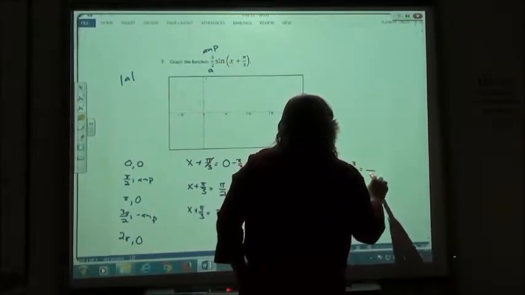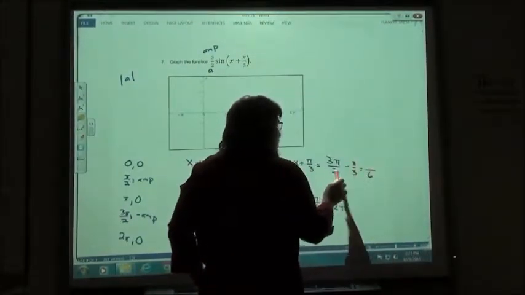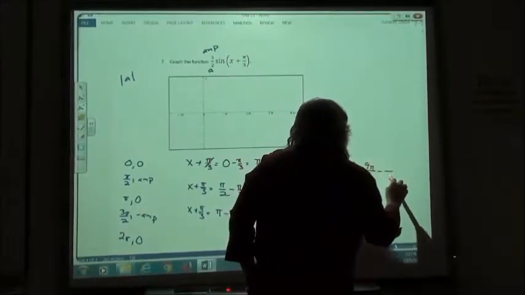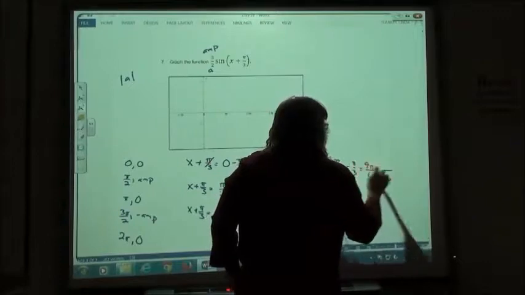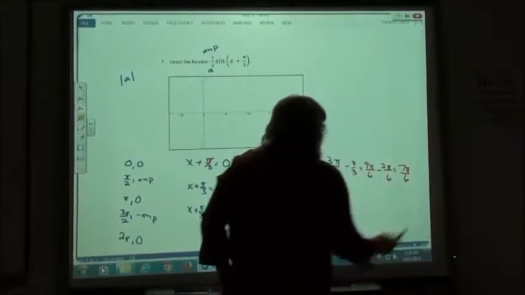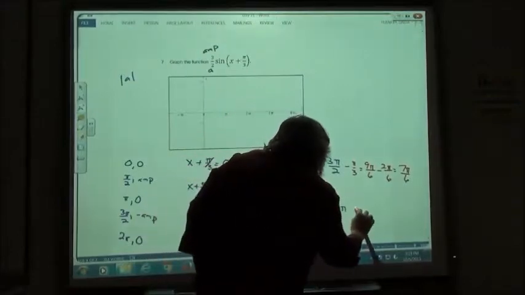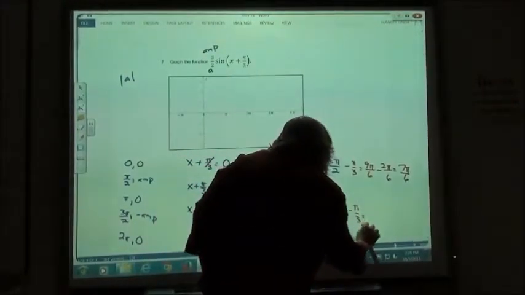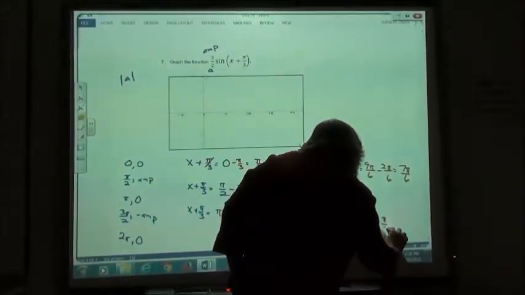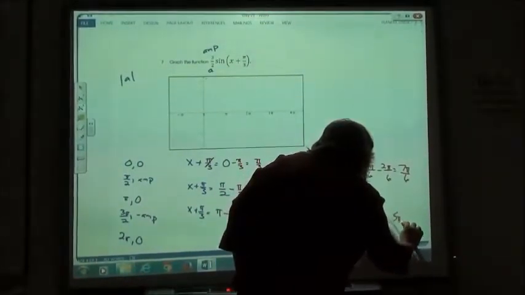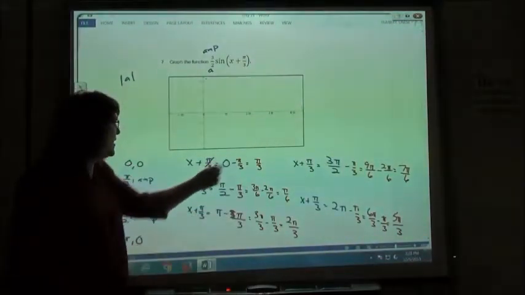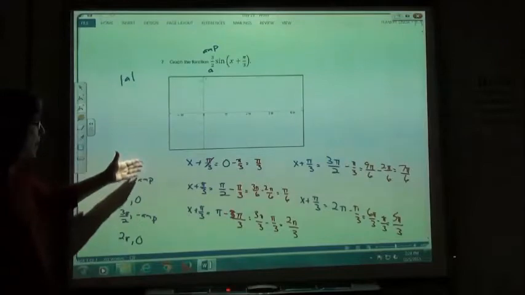Here I'm going to subtract my pi over 3. So common denominator would be 6. 2 goes into 6 3 times, so that would be 9. 3 goes into 6 2 times, so I get 7 pi over 6. And then 2 pi minus my pi over 3 means I'd have 6 pi over 3 minus pi over 3, which is 5 pi over 3.